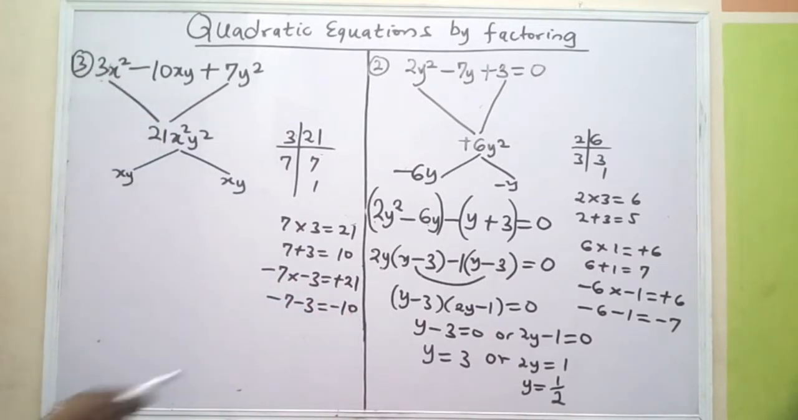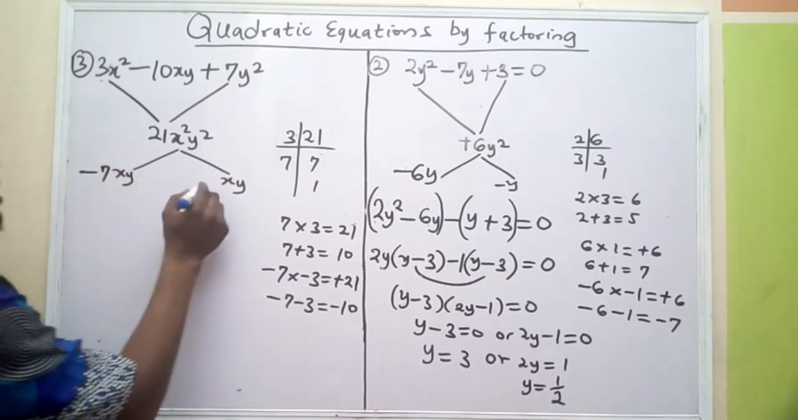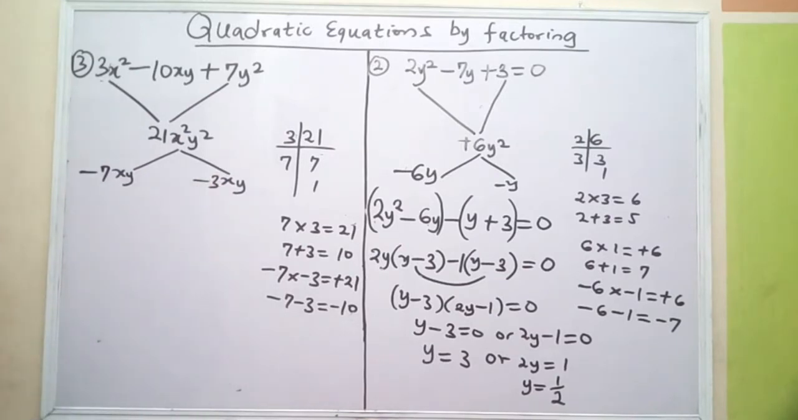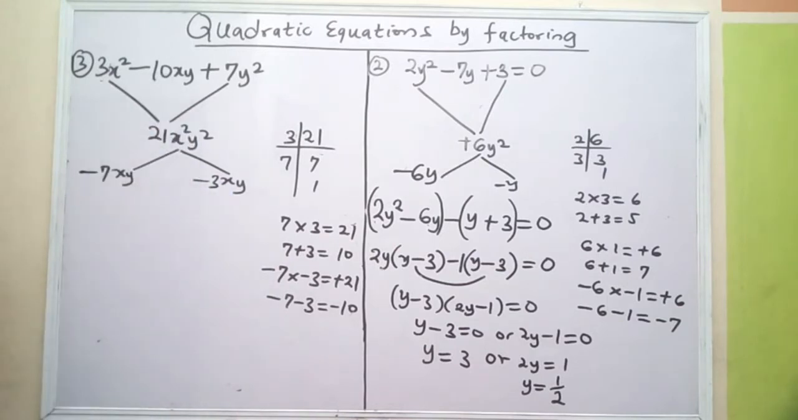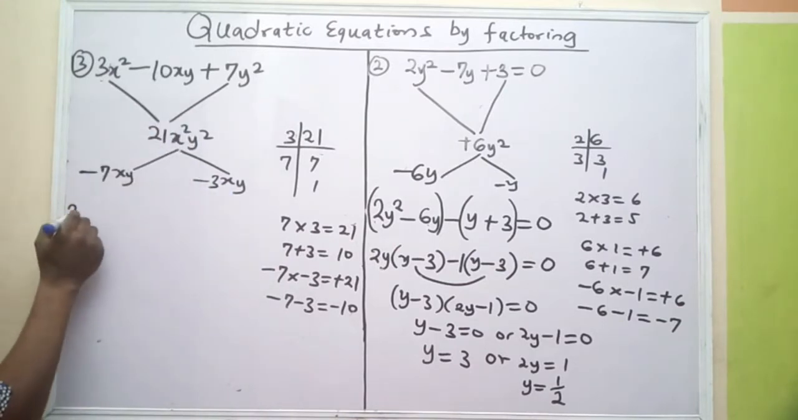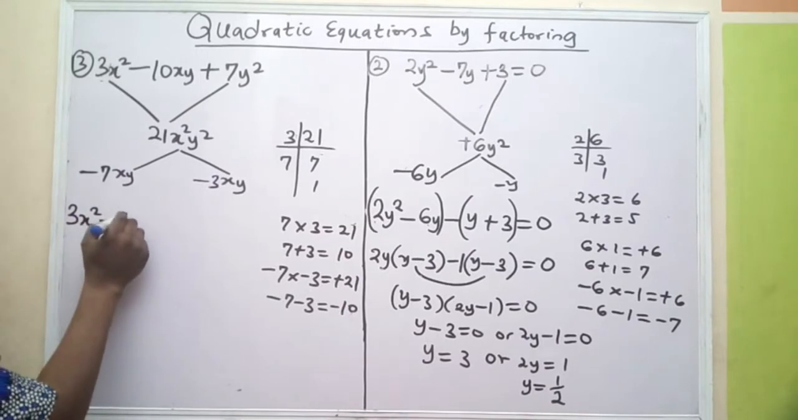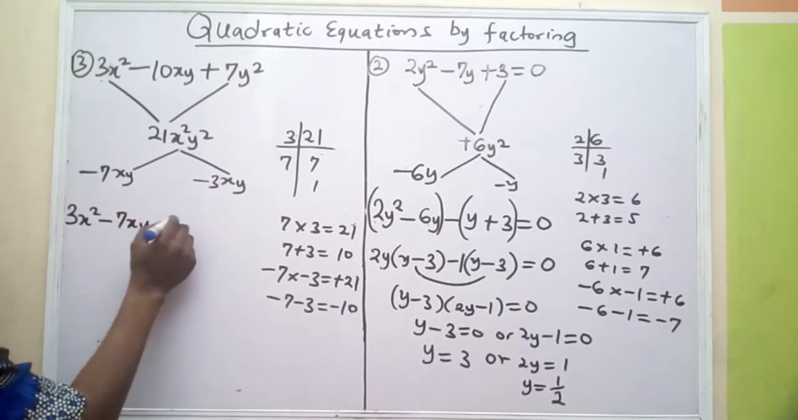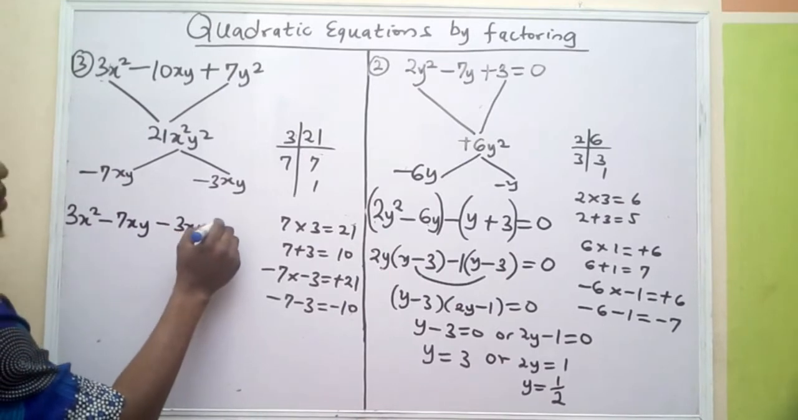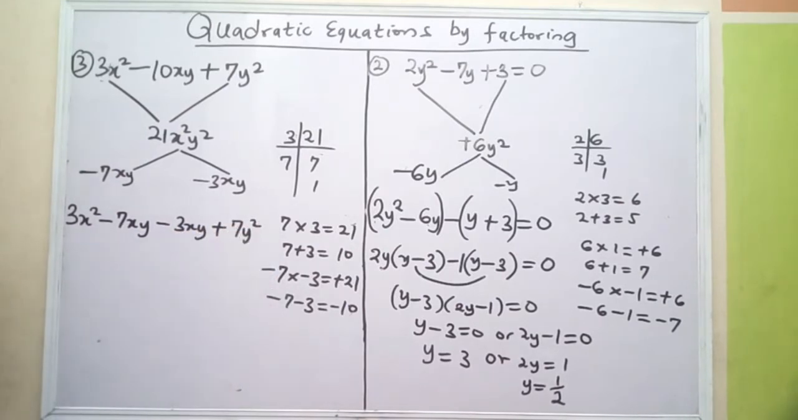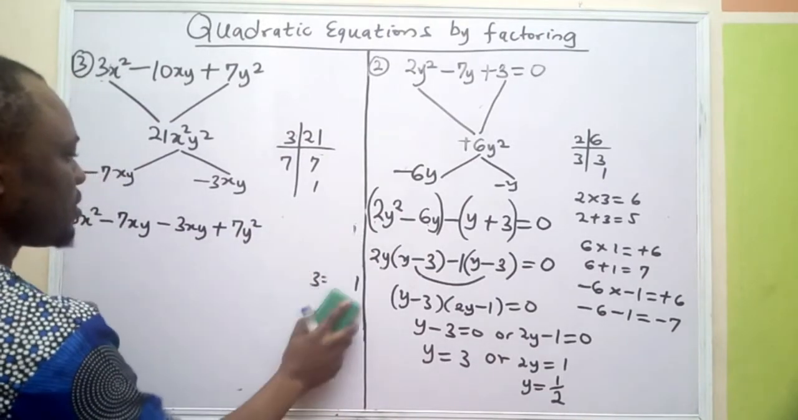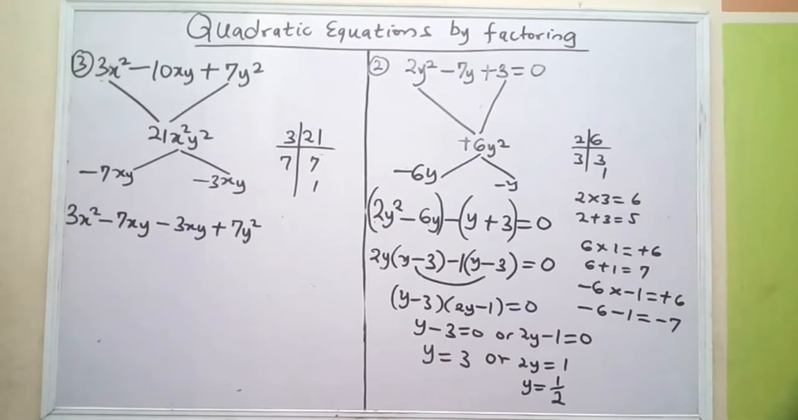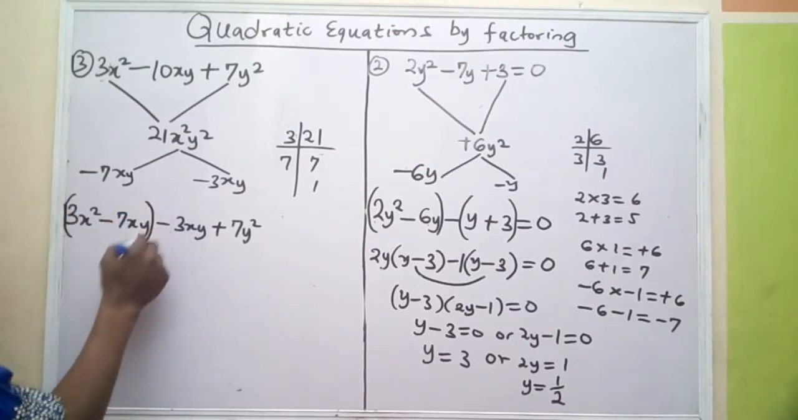Now, the next thing I want to do, the factors are minus 7 and minus 3, so I'm going to write it here, minus 7 and minus 3. So I'm going to replace these two terms by the middle term. So my expression will now be 3x squared minus 7xy minus 3xy plus 7y squared. Alright, let me clean this to create space. Alright, I'm going to group them now.